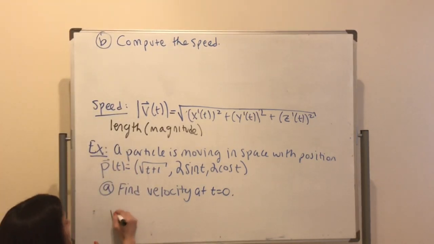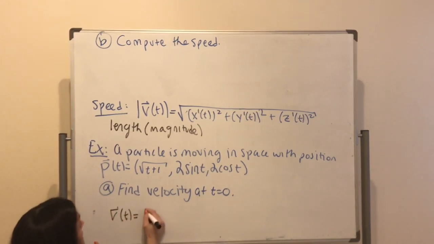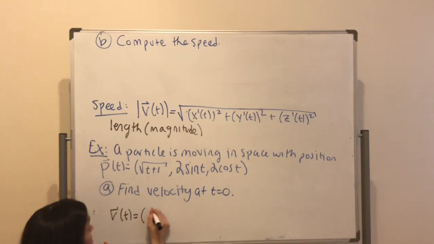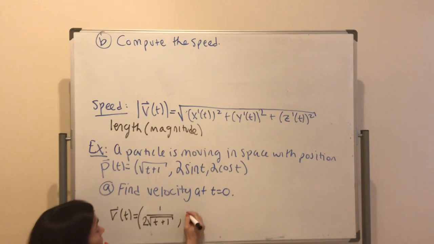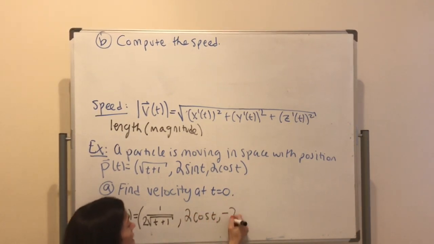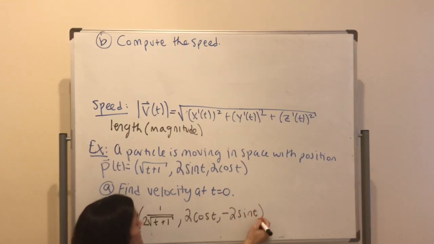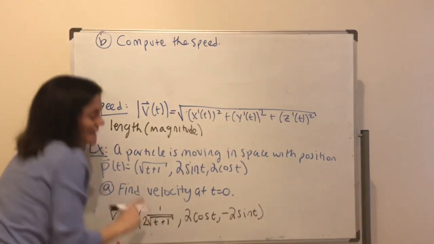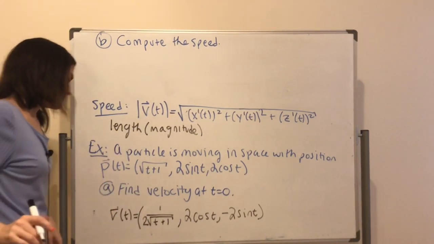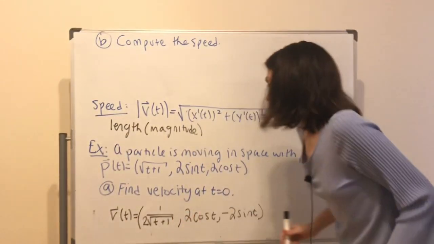Okay, so the velocity as a function is, well, we differentiate each component. So this is 1 over, well, there's a 2 square root of t plus 1. And then the derivative of sine is cosine. The derivative of cosine is minus sine, like this. And here, technically, it was a chain rule, except the derivative of the inside function was 1. Okay, so I just wrote it kind of quickly.